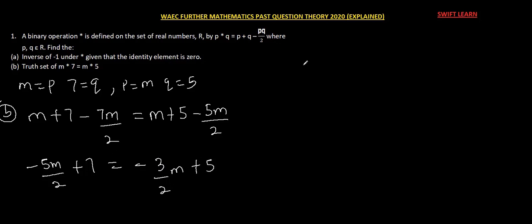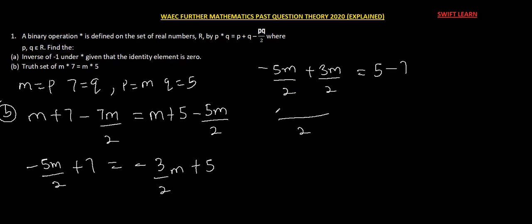If you take this over here, let's just collect like terms. You have minus 5M divided by 2 plus 3M divided by 2 equals 5 minus 7. Once you have this, if you want to collect the LCM, this will give you minus 2, right? So you have minus 5M plus 3M is minus 2M divided by 2. Sorry, let me just rub this off.